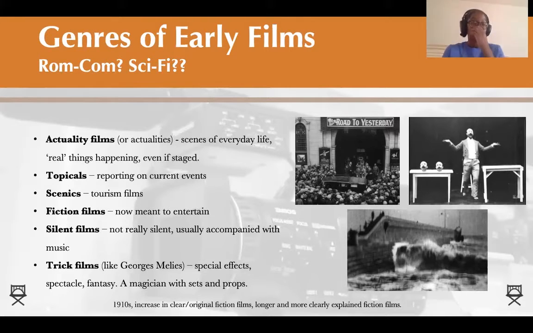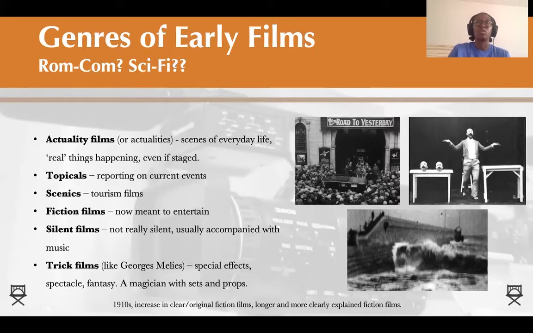Okay, then we have topicals, which are reporting on current events, maybe a war, maybe something like that. Topicals were usually played, especially between things, just to give an update of what's going on currently. You can see evidence of that in older films. Like I know Citizen Kane, I think, starts with what would be considered a topical. Then we have scenics, which are tourism films that capture vistas that people may not be able to go to.